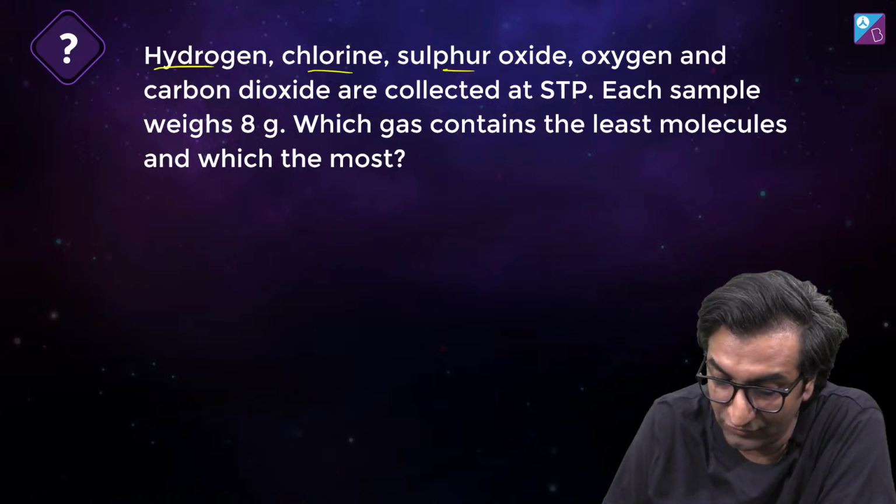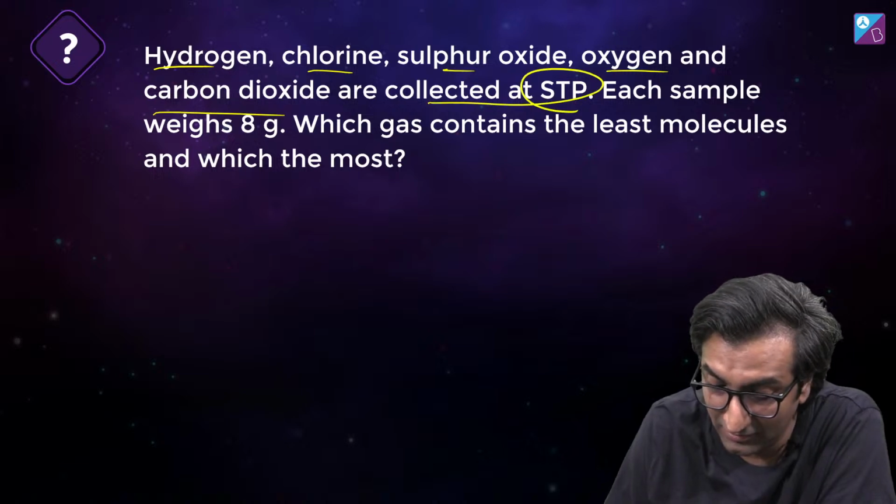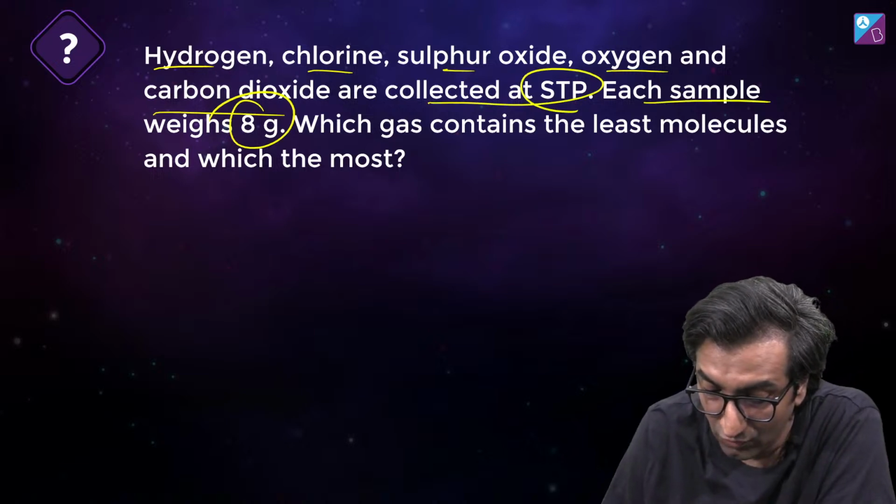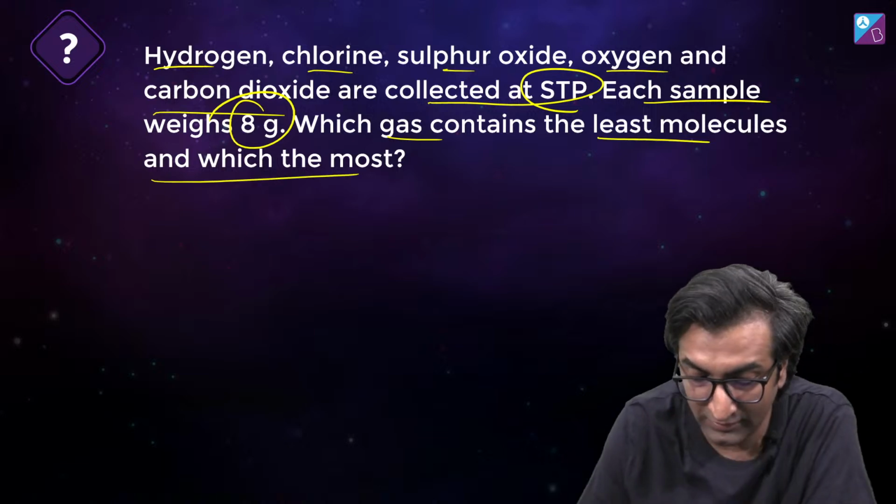Hydrogen, chlorine, sulfur dioxide, oxygen, and carbon dioxide are collected at STP. Each sample weighs 8 grams. Which gas contains the least molecules and which one the most?